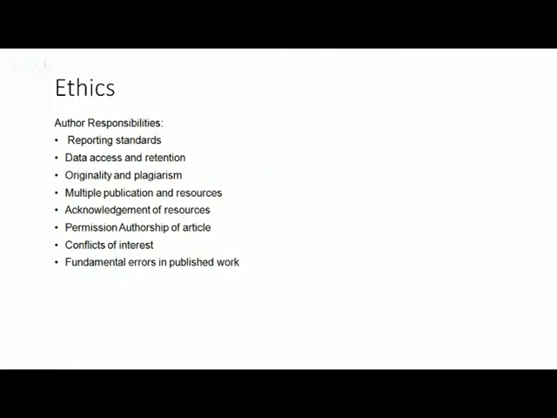Permission authorship of an article. Permission authorship of an article means once your paper is published, that paper is the property of that particular publishing house. There are some rights given to the author by that publishing house, so check those rights. Otherwise, you need to seek permission to use your research article for some kind of study in the future.